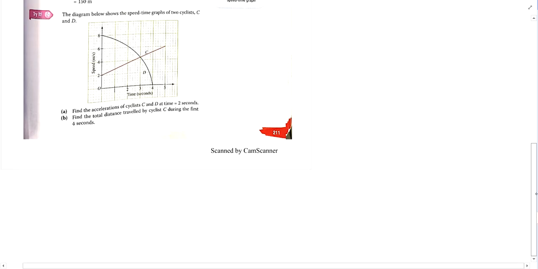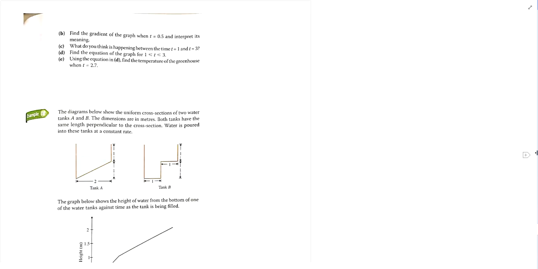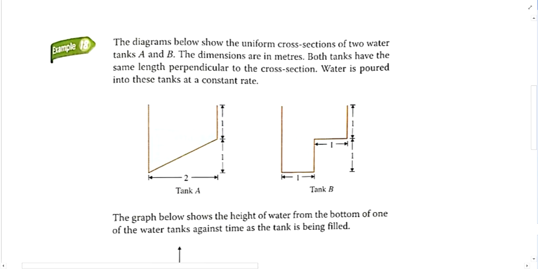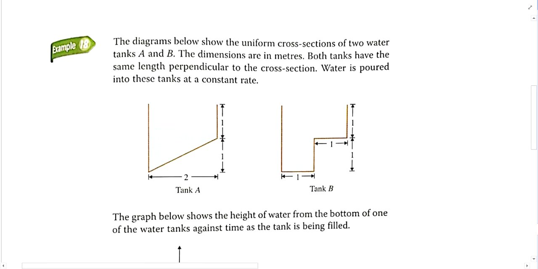Okay, so same thing over here. Okay, last type of question. Water tanks. Water tank, so, class. A and B, the dimensions are in meters. These are uniform cross sections. So they are prisms because they have uniform cross section. Water is poured into the tanks at a constant rate.